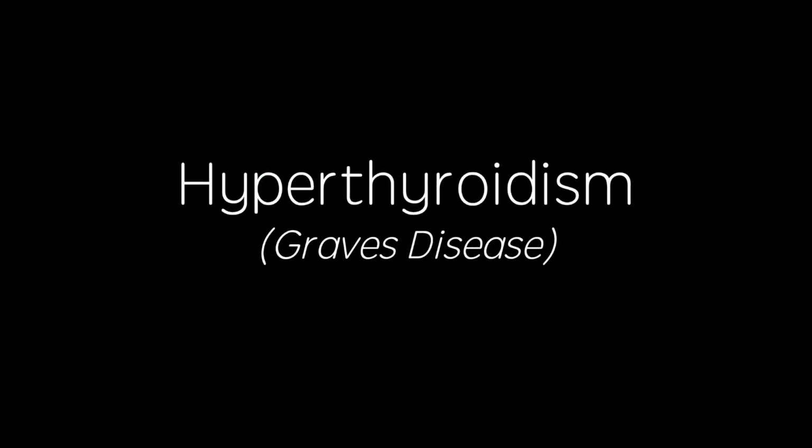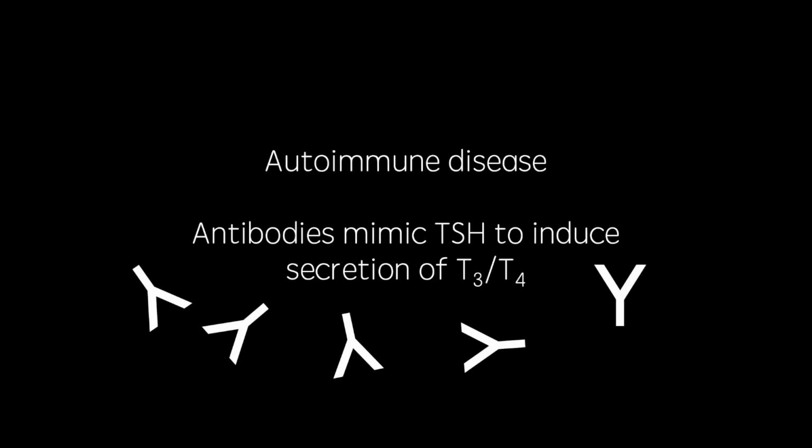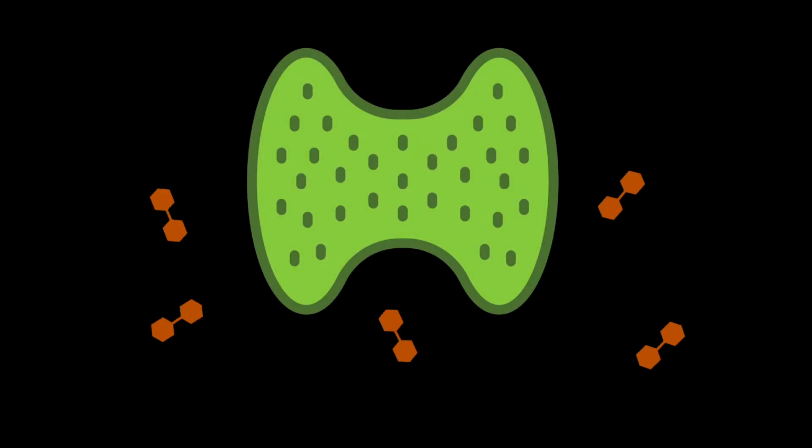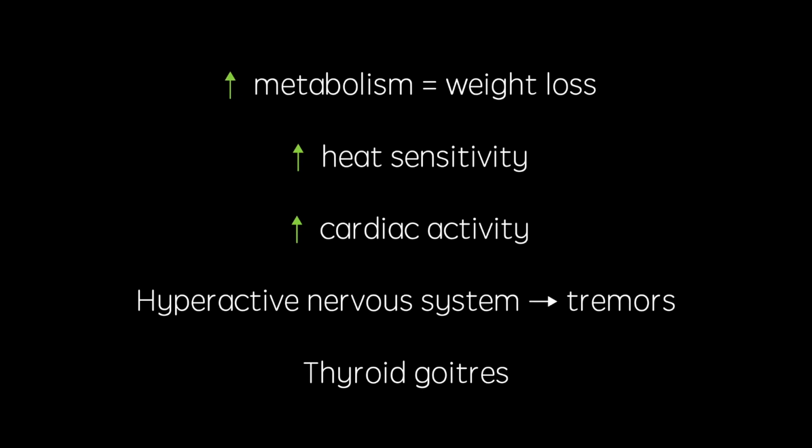Hyperthyroidism, or Graves' disease, is an autoimmune disease whereby the body produces antibodies which mimic TSH to induce the secretion of thyroid hormones. This causes weight loss, heat sensitivity, increased cardiac activity, a hyperactive nervous system which can lead to tremors, and large lumps in the thyroid gland, known as thyroid goiters.